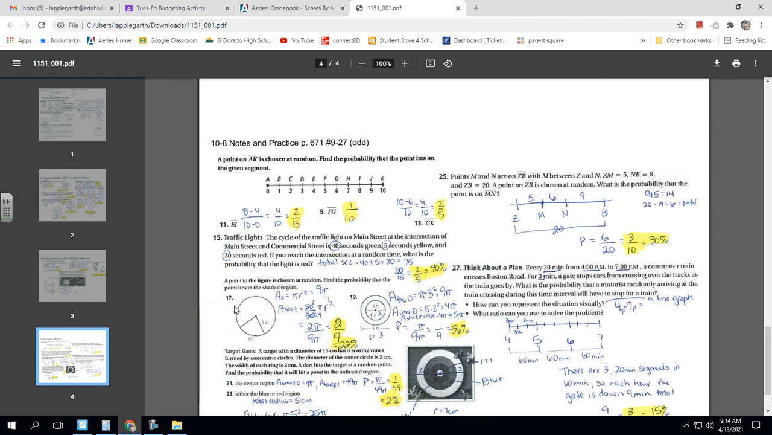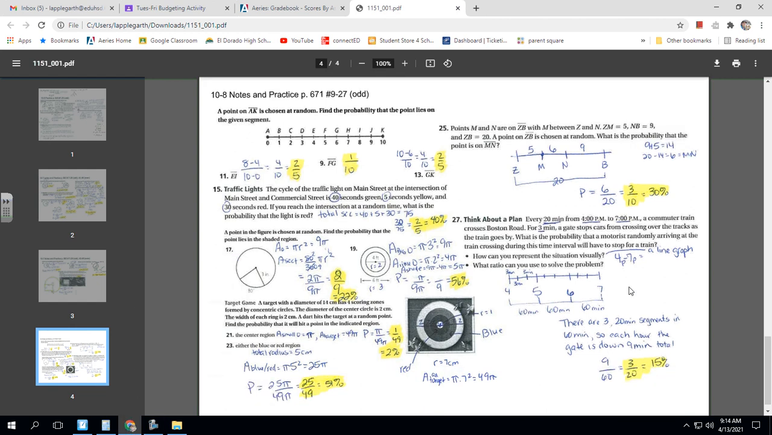All right, and here's the answer key for the practice problems from 10.8.